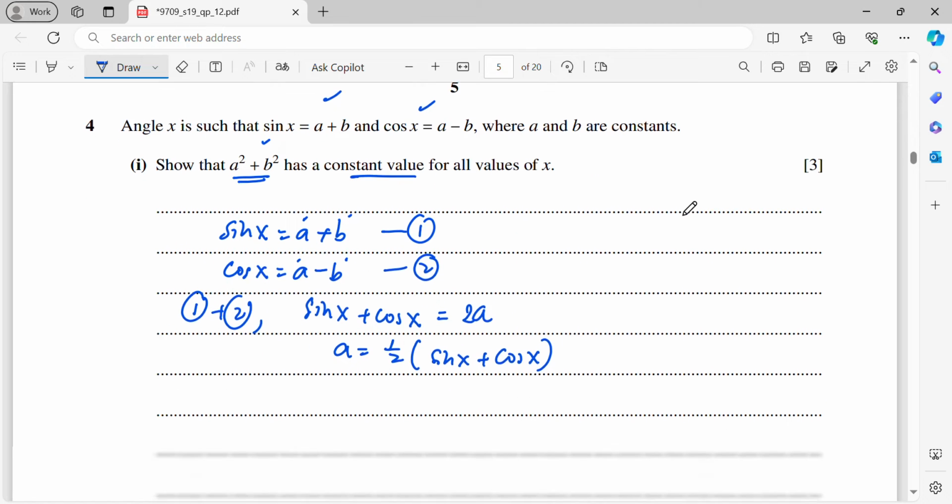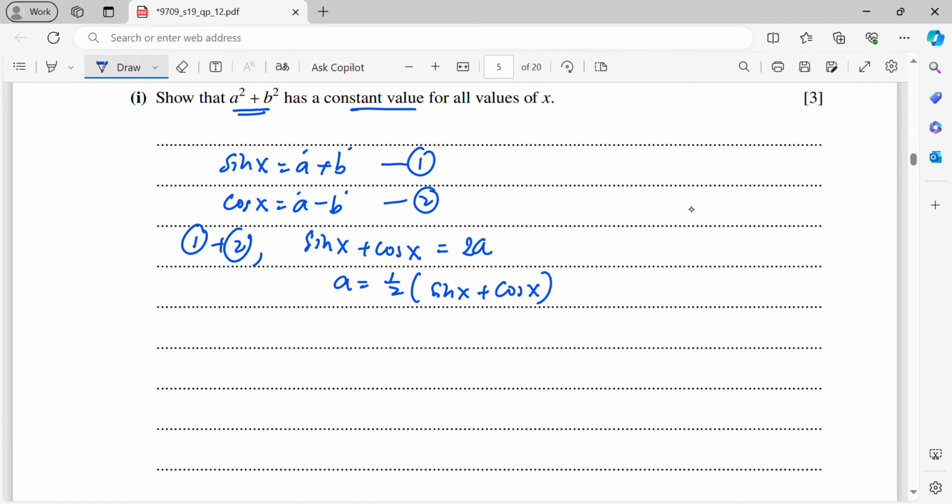Now to get the b, just now I used plus, now I will be using minus because I need to keep my b now to eliminate the a. So I will write first minus second. So therefore, sine x minus cos x. Now a minus a on the first term on the right side will be 0. Then for the second term on the right side, b minus minus b, that is 2b. That means my b is half of sine x minus cos x.